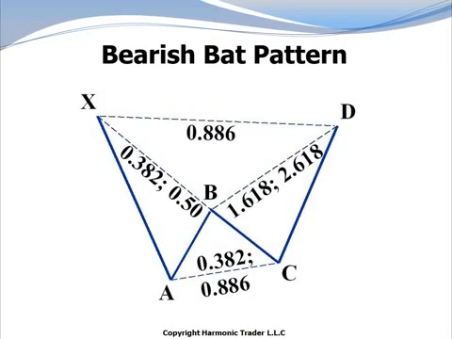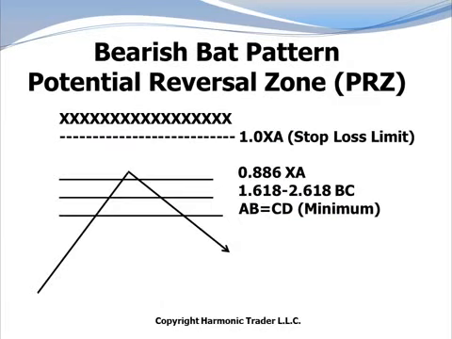Bearish bat pattern. This is a W-type structure, different from the Gartley, again denoted by the retracement at the B point. Preferably, we're going to see a 50% of the XA leg at the B point. The BC will be either a 1.618 at a minimum, but can be as much as a 2.618. And at the D point, or the pattern completion point, the .886 XA retracement is the most critical number in this structure.